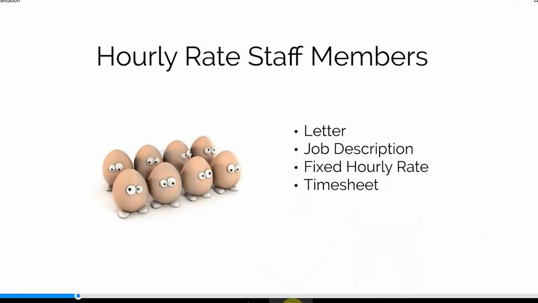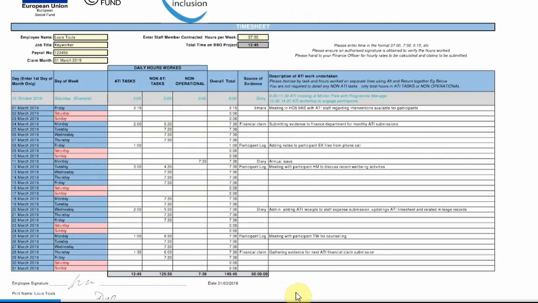We'll also need a timesheet supplied for every single hourly rate staff member. Here is an example of a well filled out timesheet with the employee name, job title, payroll number and the month, and also how many contracted hours they work per week. This is reflected in where they have recorded their time. You can see that it's split into ATI tasks, non-ATI tasks and non-operational tasks.